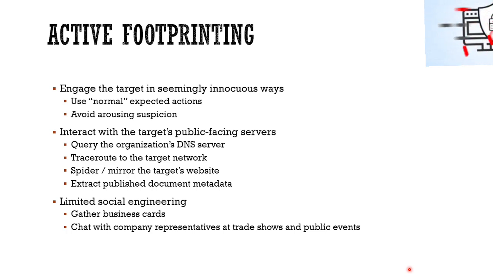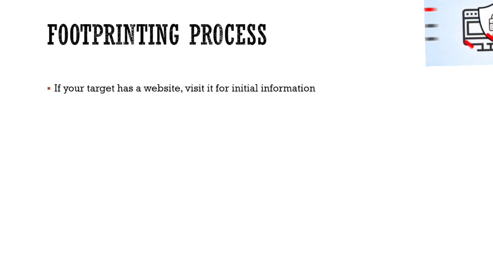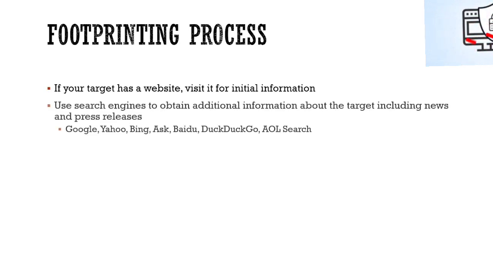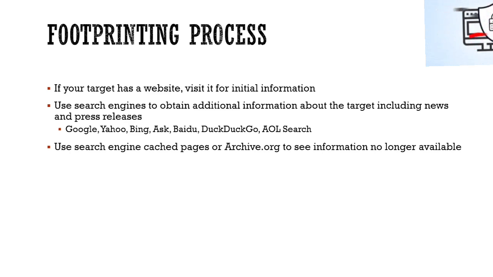The footprinting process starts with, if they have a website, let's visit it. We can use search engines to get information about them, including news and press releases. We could use cached information from search engines, or go to places like archive.org to see information that they took down, but someone got a copy of it. We could use OSINT tools to automate our information gathering and get hidden information.